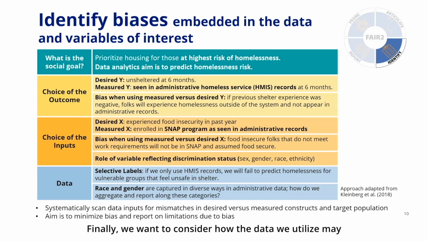Finally, we want to consider how the data we utilize may fail to represent the population we care to study. For example, if we only use HMIS records, Homeless Management Information System records, to predict homelessness, we will not truly be predicting homelessness because we fail to account for individuals who do not feel safe enough to seek shelter. Lastly, different data systems may change the ways they categorize demographic variables over time. How do we aggregate and report along these different categories?